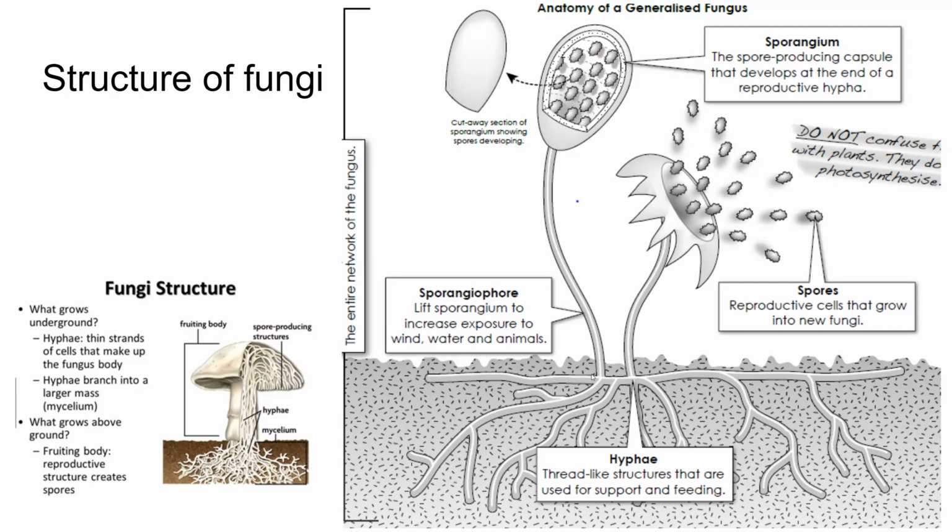The sporangiophore is a long stem here, and it lifts the sporangium to increase exposure to wind, water, and animals. Inside of the sporangium, we have spores. The spores themselves are the reproductive cells. These spores will produce new fungus. They will first of all produce hyphae, and then the spores.